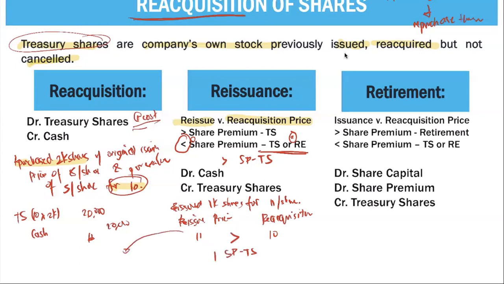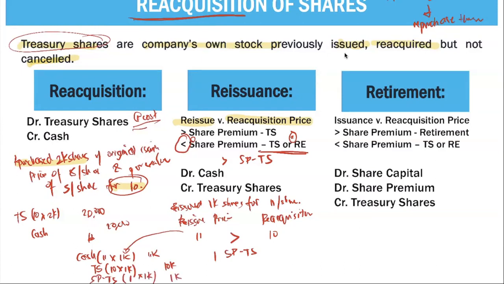So how do we make an entry? So we debit cash on the amount we receive, 11 pesos per share. How many shares? 1,000 shares, 11,000. And then we remove the treasury shares at cost. So 1,000 shares. The cost per share is equal to 10. So 10,000. And then the remainder is share premium TS, 1 times 1,000.